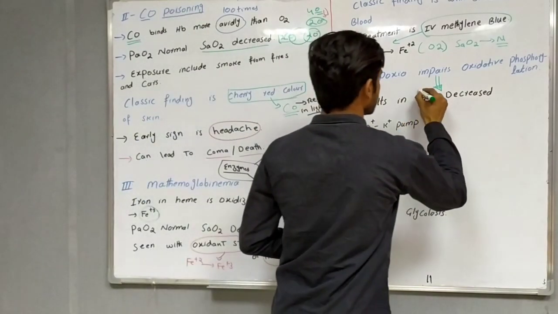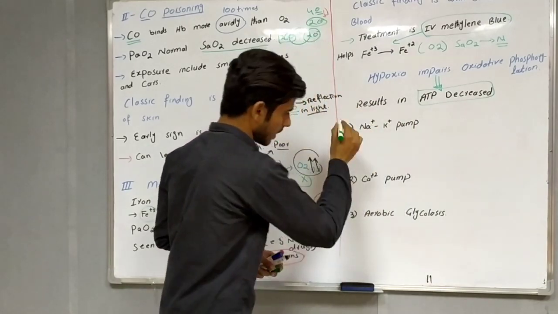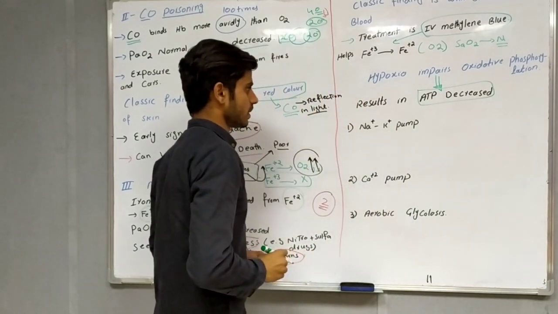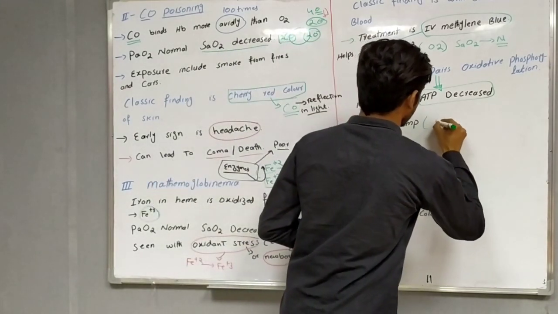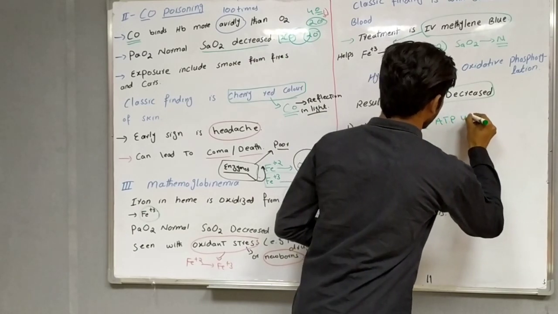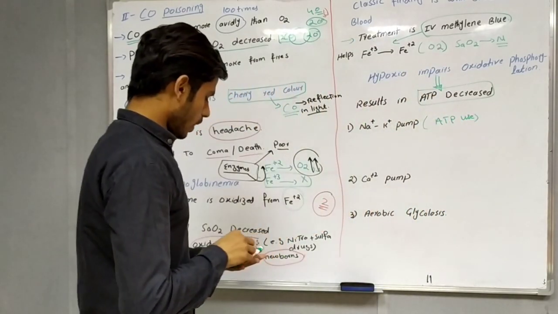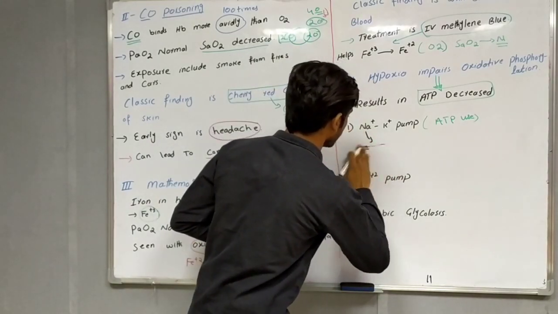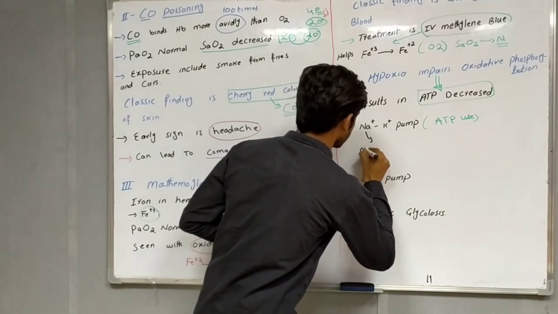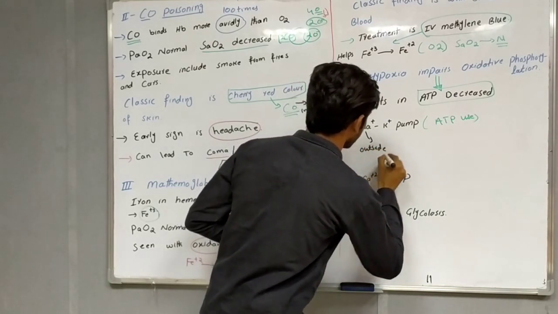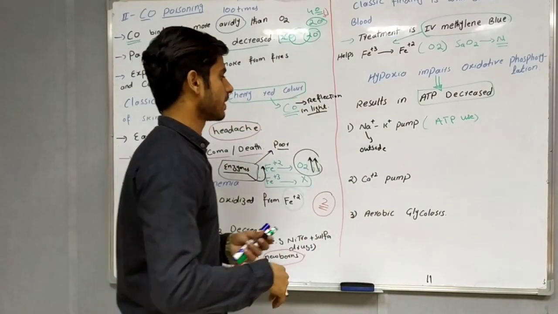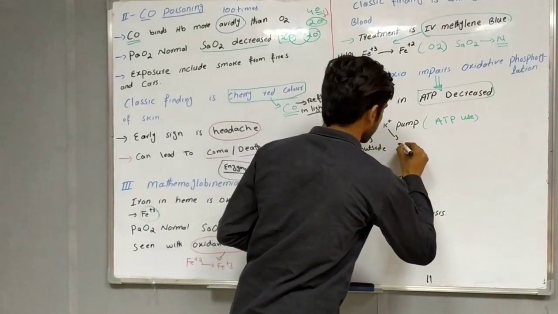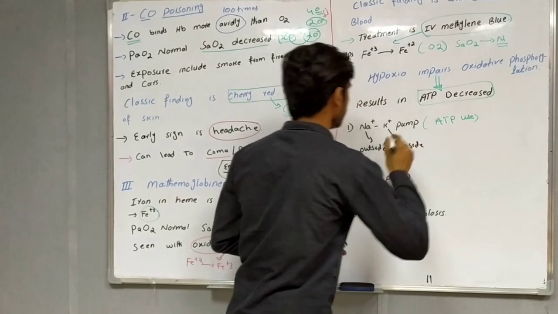When the concentration of ATP decreases, we have to determine the following 3 steps. We will discuss these 3 steps on the basis of ATP. First one is the sodium potassium pump. The sodium potassium pump works on the basis of ATP. It uses ATP to move sodium out of the cell against its concentration gradient. Already sodium is more inside the cell, but through these pumps we move the sodium out of the cell and potassium inside the cell.